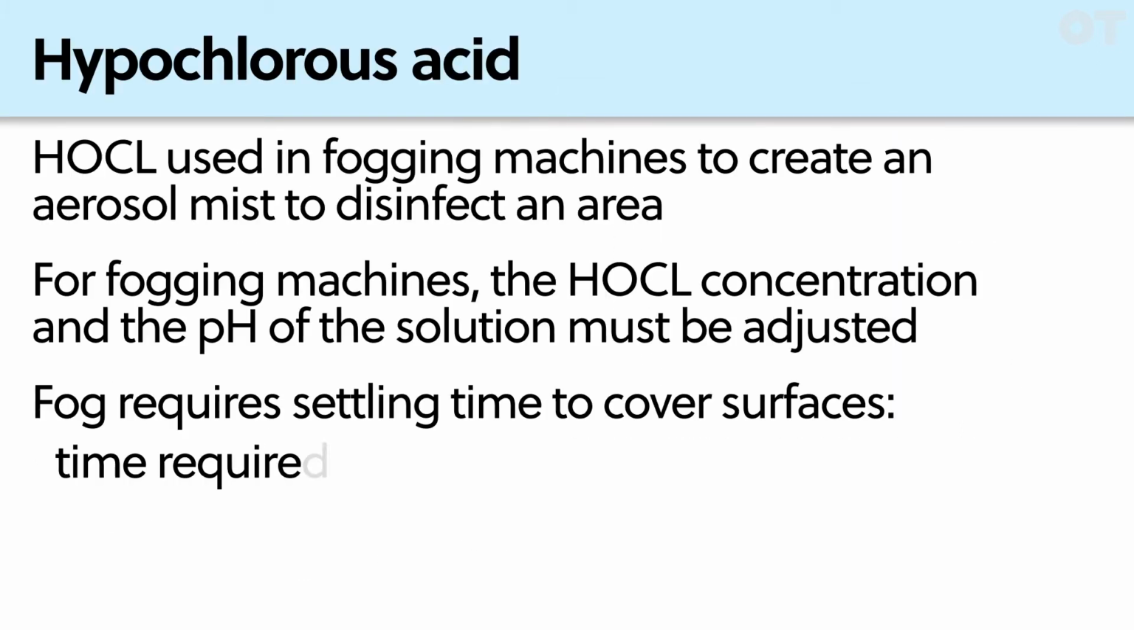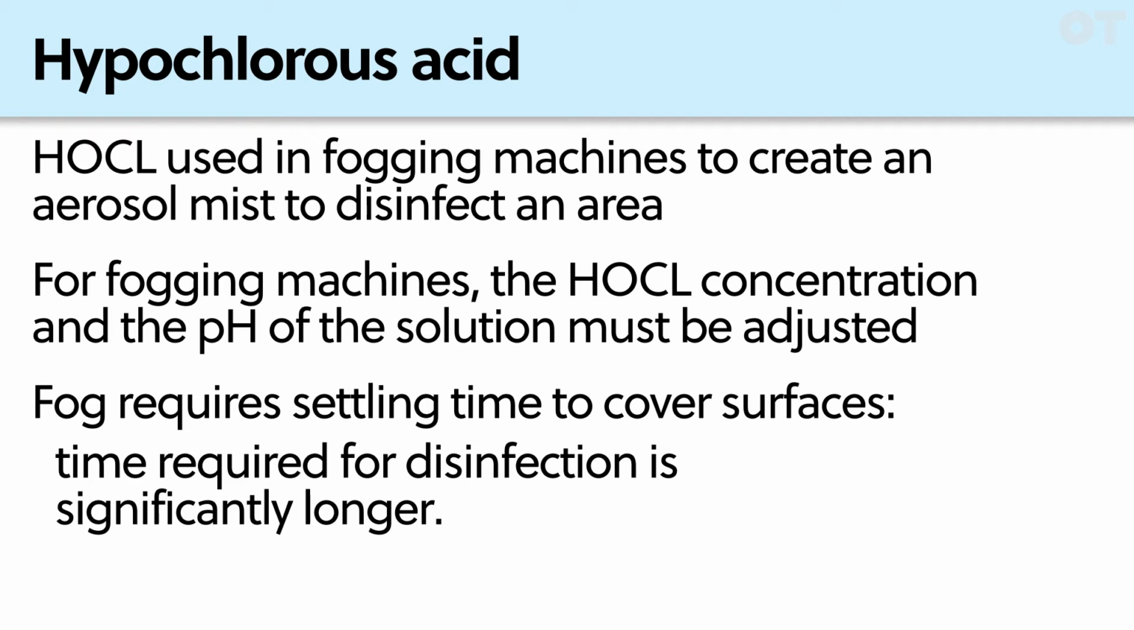Hypochlorous acid can also be used in fogging machines to create an aerosol mist to disinfect an area. The fogging process can alter the physical and chemical properties of the disinfectant, and that may mean that the fogging machines need an adjustment to the concentration of hypochlorous acid that is used, and also that the pH of the solution must be adjusted as well. And this ensures that it is still effective. Most of the machines should have those adjustments included within their instructions so that people using them know what they need to set the machine to use. As long as that compensation is made, then fogging appears to provide an effective disinfection.